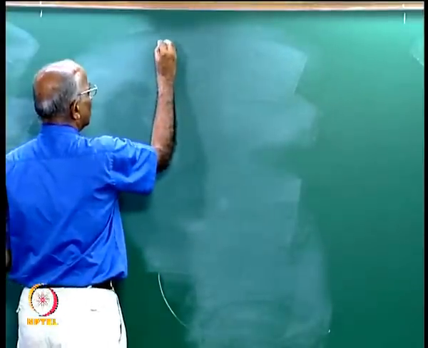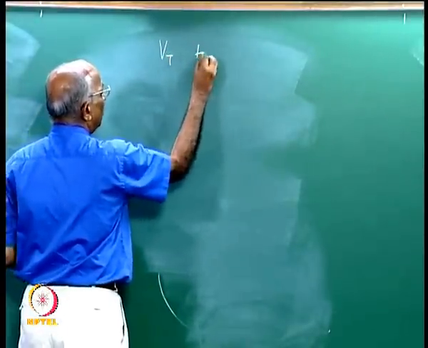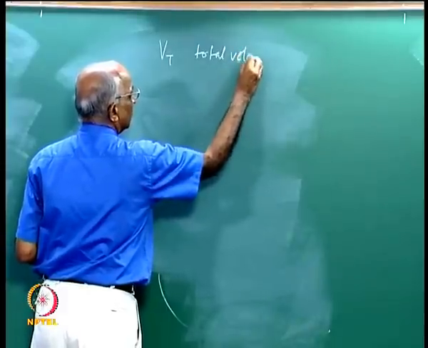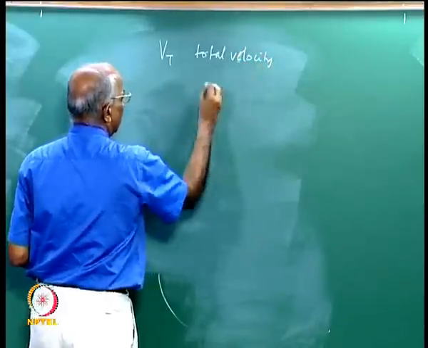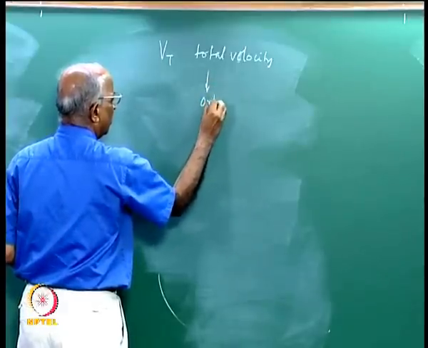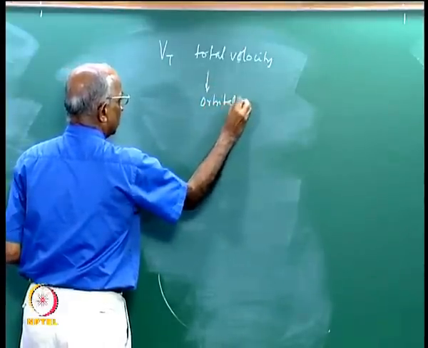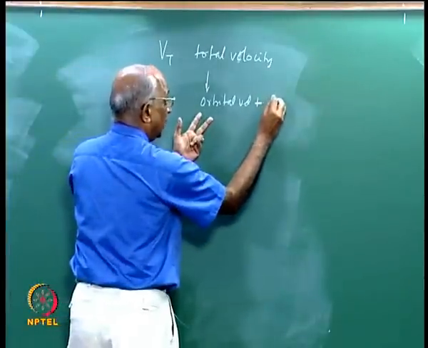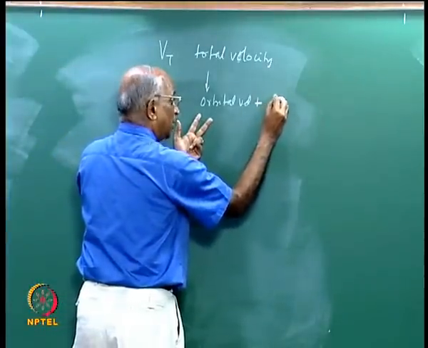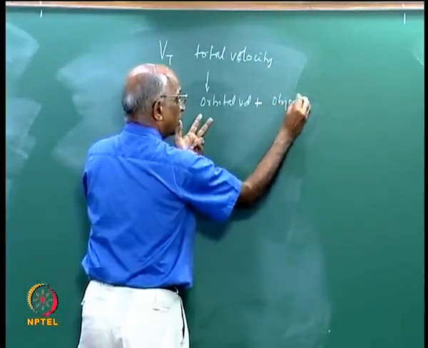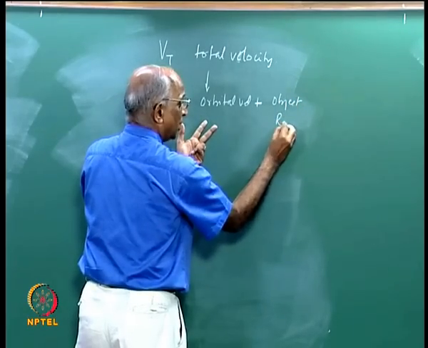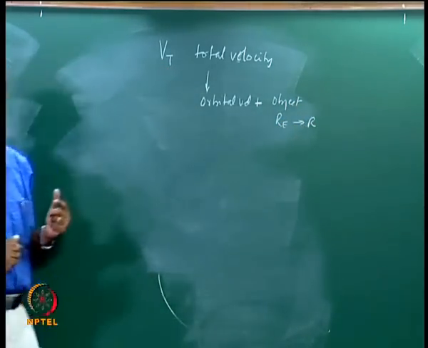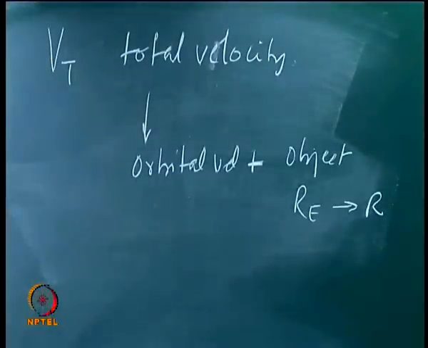We want to ask ourselves, what is the total velocity which includes the orbital velocity plus the velocity required to take the object from the surface of the earth, let us say at RE, to the particular orbit at R. How do I determine it?